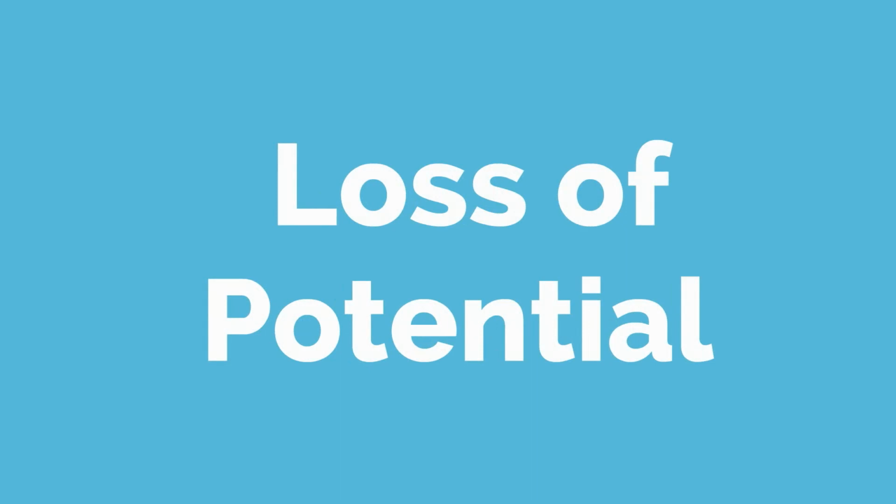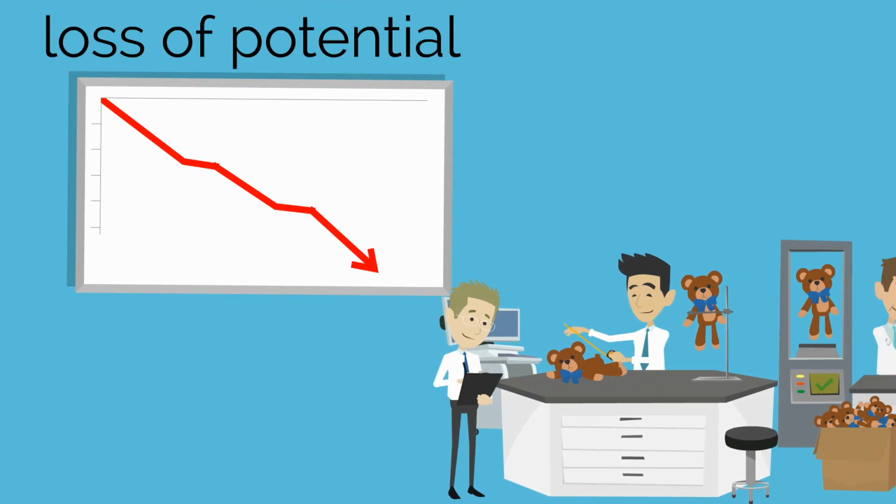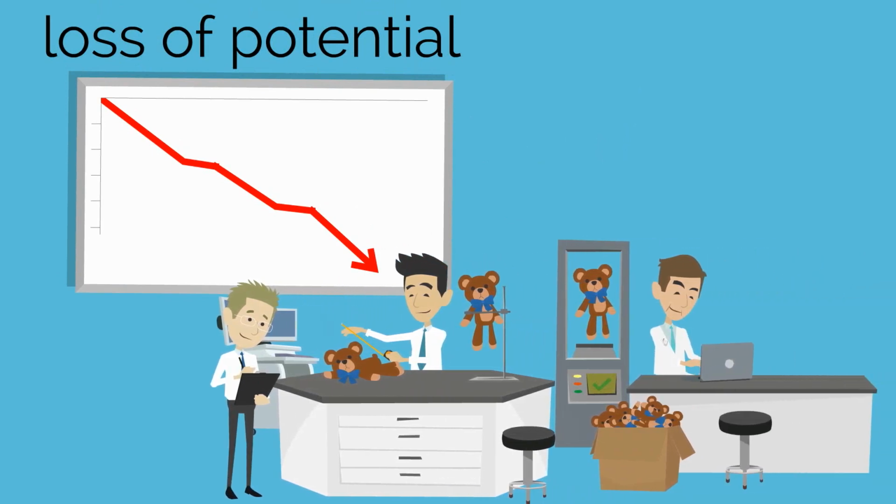Number 8. Loss of potential. This results in a loss of potential because the employee or manager could have used that time to improve themselves or processes instead of fixing something that should have been right the first time.